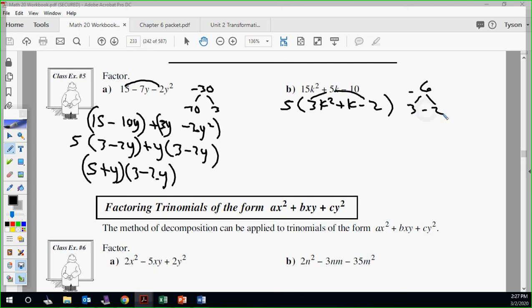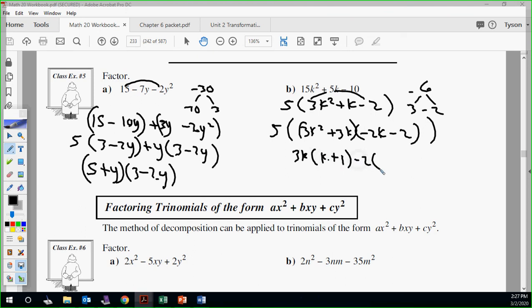And people ask all the time, what happens to that 5? The 5 just hangs out. It just stays there. Okay, just put a bracket here. So it's going to be 3k squared plus 3k minus 2k minus 2. And then we're grouping these. 3k squared and 3k have a 3k in common. Gives you k plus 1. Have a negative 2 in common. K plus 1.